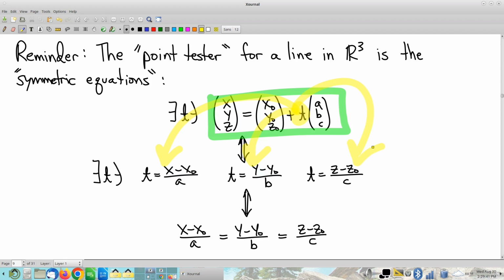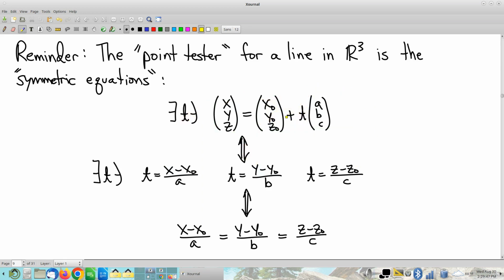So now let's re-evaluate our kind of ridiculous and impractical point tester. Is there a value of t that makes this parametrization generate my particular point? That I don't know, but now a new question. Is there a value of t that equals that expression, and furthermore also equals that expression, and furthermore also equals that expression? Is there a value of t, let's say, that simultaneously equals all three of these things?